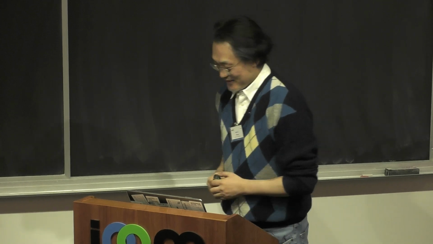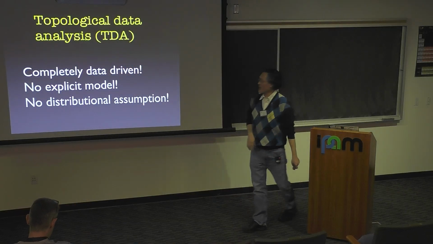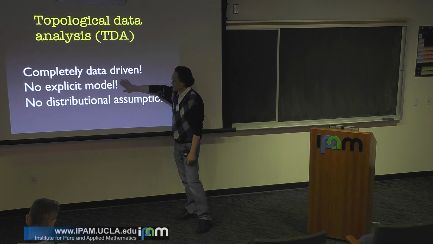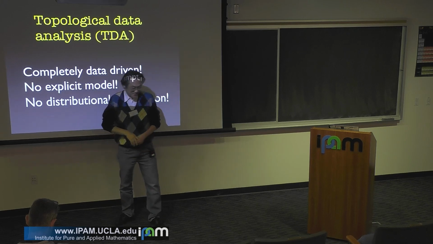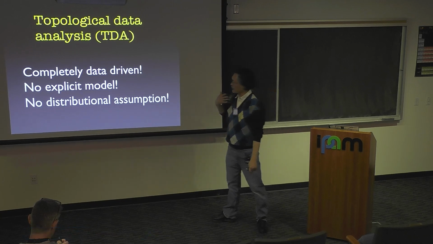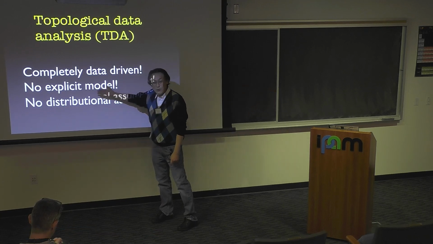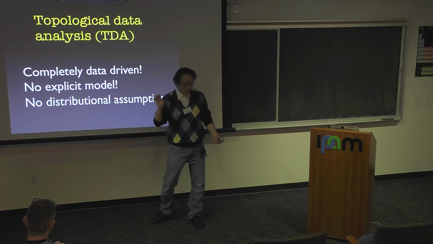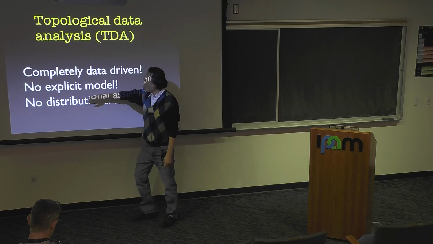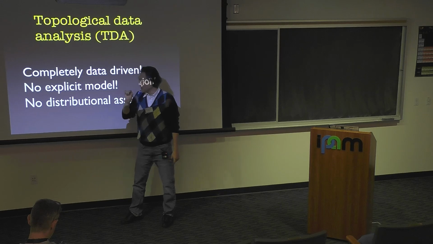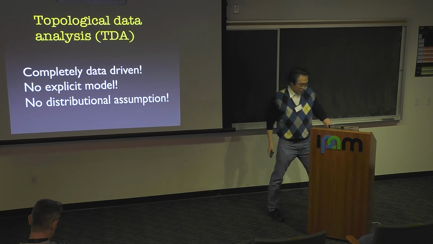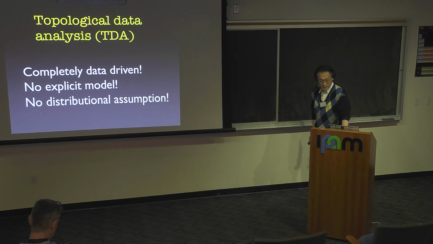So why topology? It's totally data driven. There's no model. I'm actually cheating here. There's no such thing as no model. Whatever I claim to be no model will be a model. Even k-means clustering doesn't have an explicit model, but still that itself is a model. So what I'm saying is that there's no explicit model, like an equation. Also, we don't have to assume any kind of distributional assumption. So it's completely data driven.